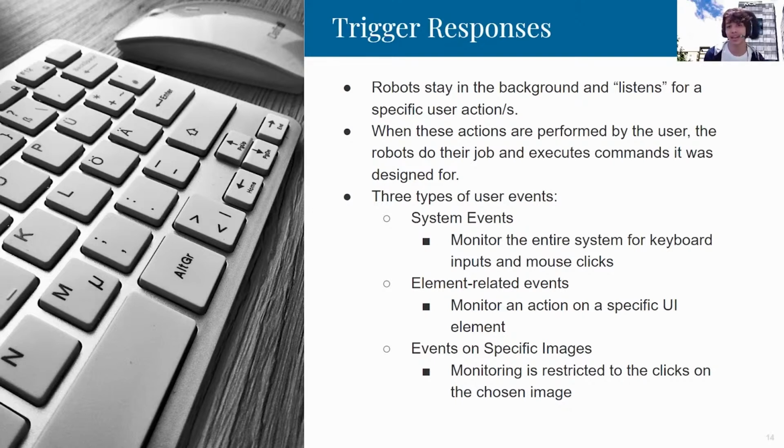And thirdly, we have events on specific images. For this one, RPA bots monitor or listen to a chosen image on the screen. It searches for this specific image, and once it detects any change that happened on the image, it executes the process.